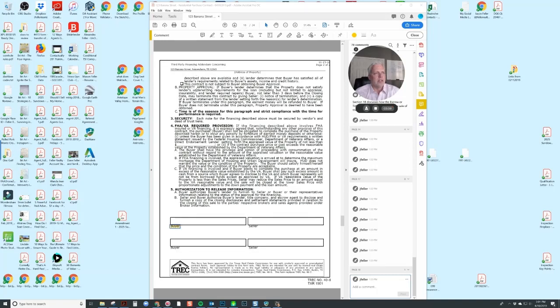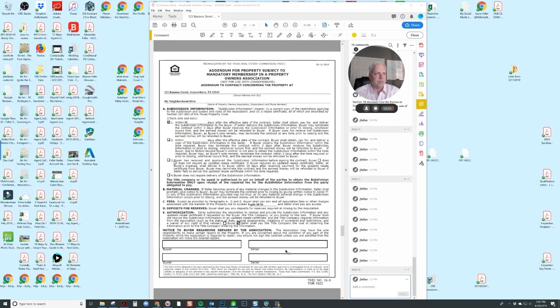Then you have a continuation if you were using FHA or VA, and then you would come down here and sign either one buyer or both buyers, and then of course the sellers would sign off on that side. The next addenda that is attached to 8 or 9 out of 10 properties in this area is the property being subject to a mandatory HOA. And we discussed this a little bit in the offer documents. And what you have here is subdivision information under A. And I have the first box checked, which is the normal traditional box that would be checked.